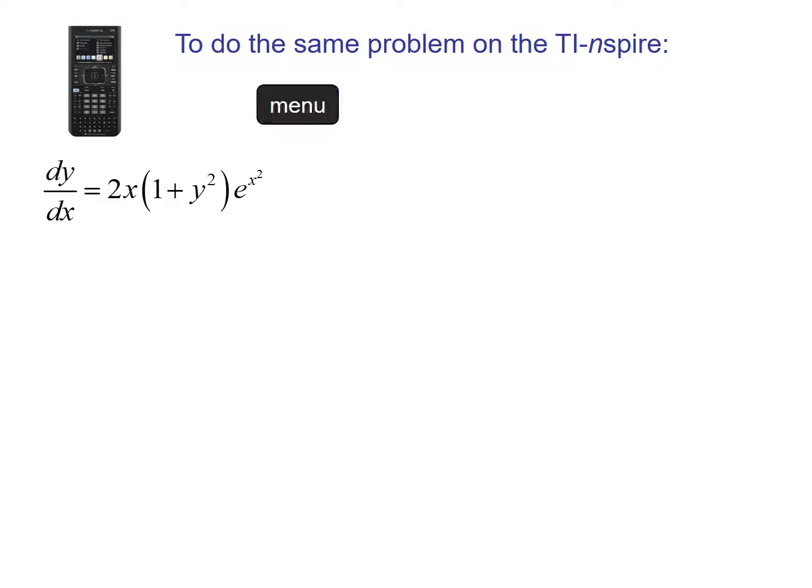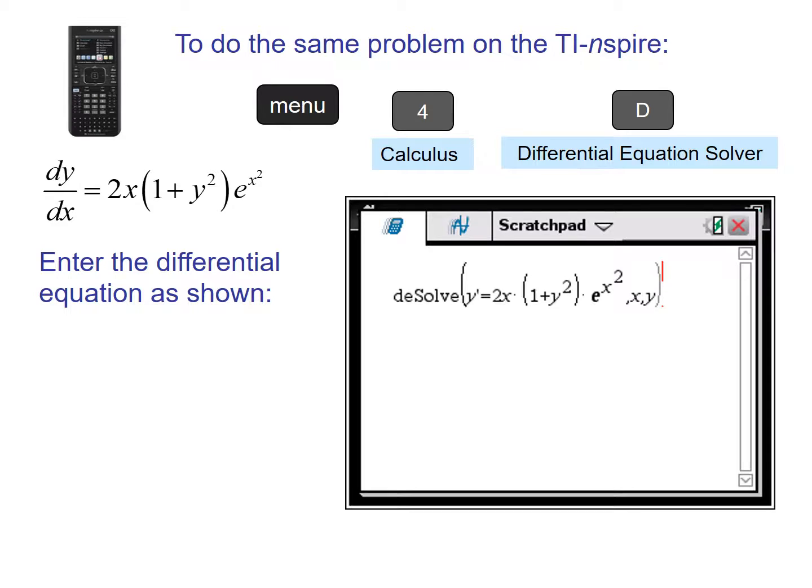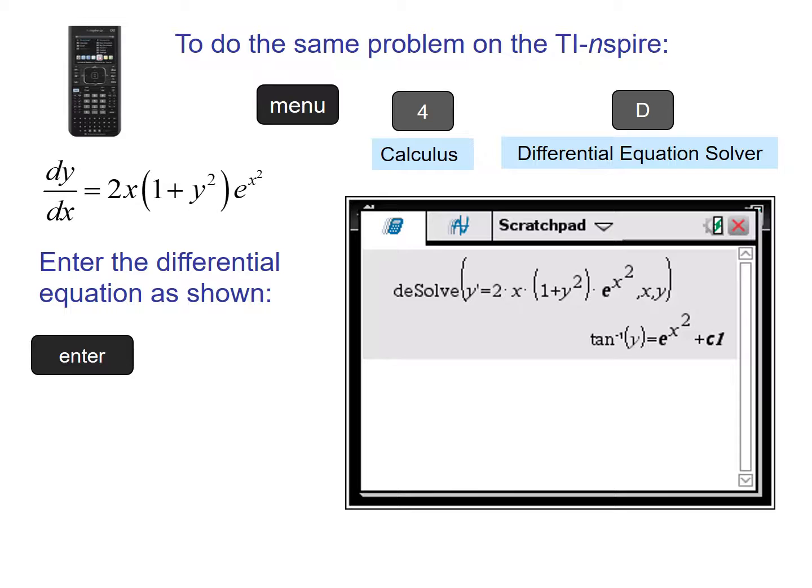Our calculator could do this. So this is one method to get to the differential equation solver. You could also go to your catalog and go down to D, look for DE solve. So y prime equals, type in our equation there, solve for x and y. Hit enter. And notice the calculator gives us our answer in terms of inverse tangent. It'd be up to us then if we wanted to rewrite this to get that y by itself like we did on the previous slide.